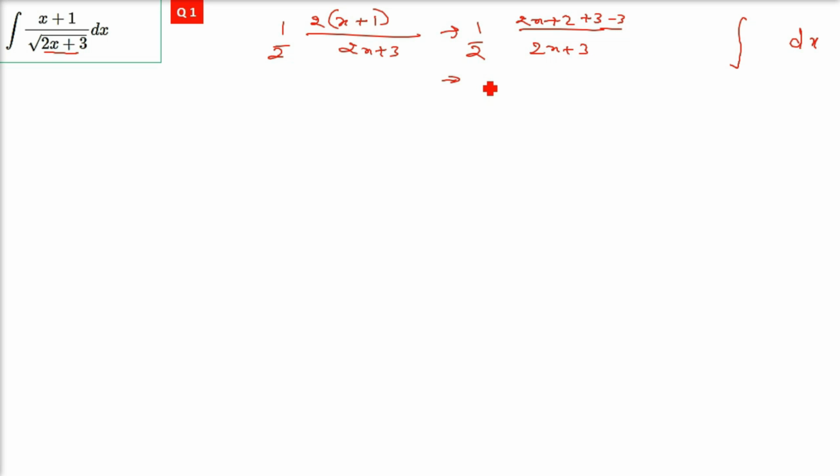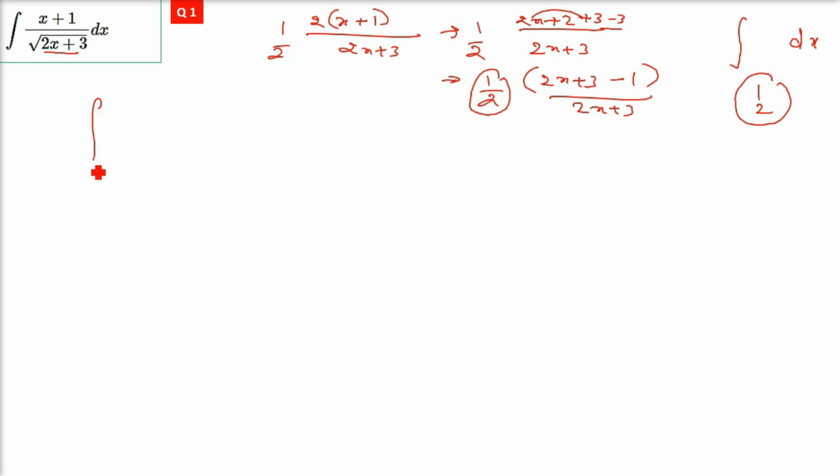So what do we get? We get half. This 2x plus 3, just separate it out. Whatever is remaining, 2 minus 3, you can write it as -1 after it. The denominator 2x plus 3 remains like this. This is the final thing which we are going to separate out in the factor form. That is half. I am putting it in the baggage because this may create problems in multiplication. So half I'll use later.